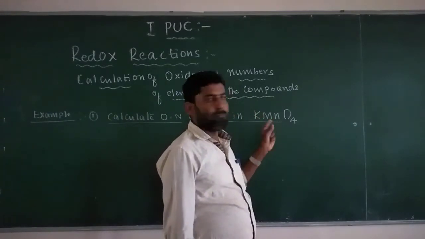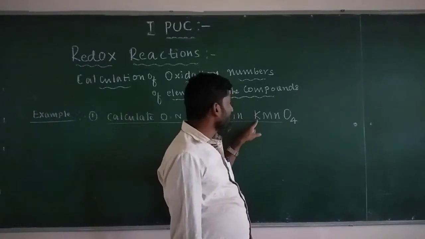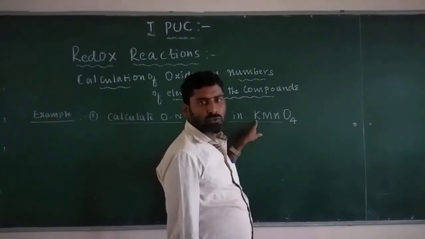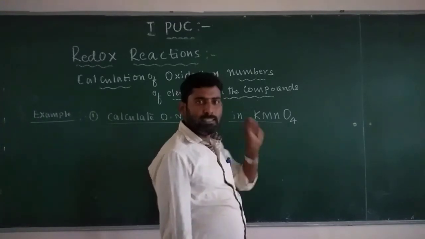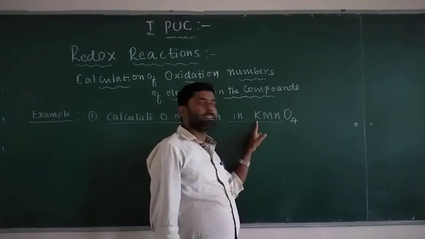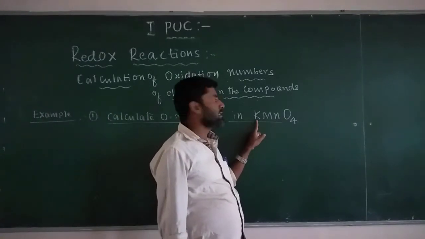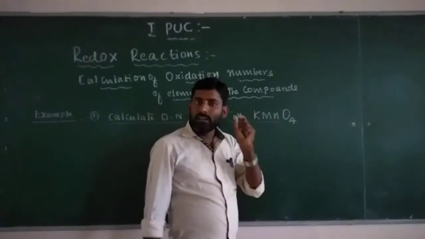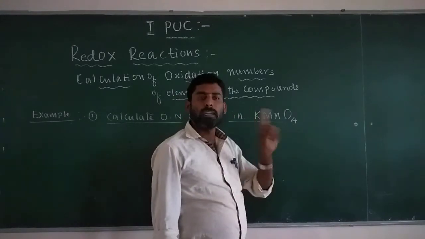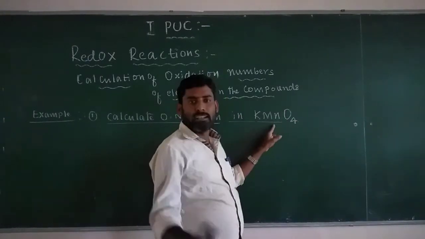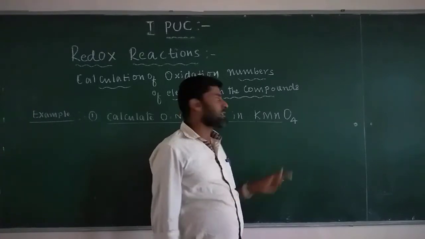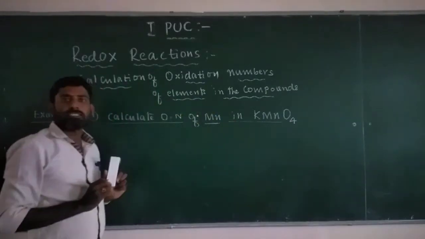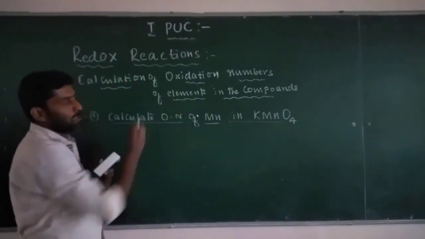In the rules we discussed the oxidation number of alkali metal potassium. Potassium belongs to the first group, alkali metals. Hence, in a compound, alkali metals get oxidation state +1, and the common oxidation state of oxygen in a compound is -2. But we did not discuss the oxidation number of manganese. So here we have to find the oxidation state of manganese in KMnO4.